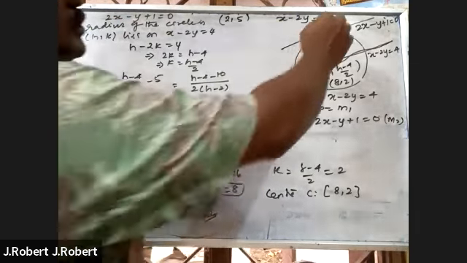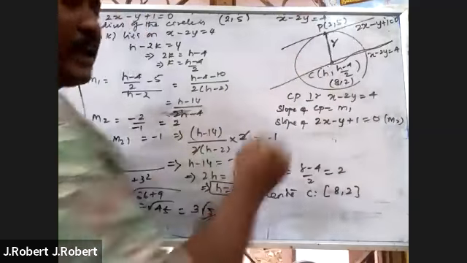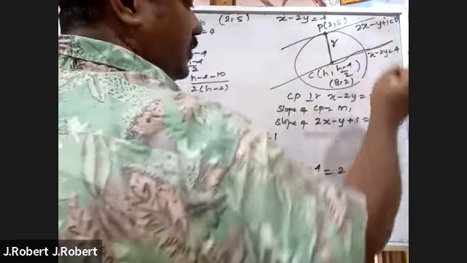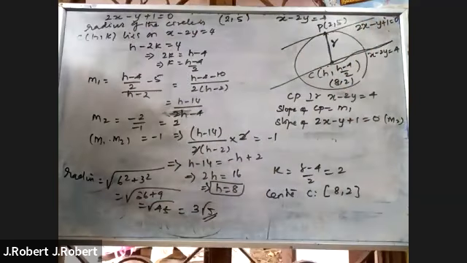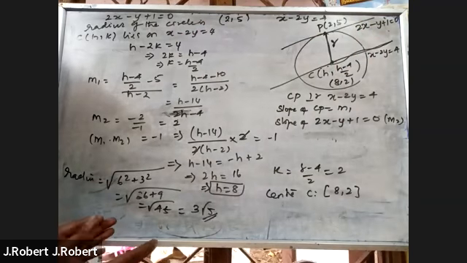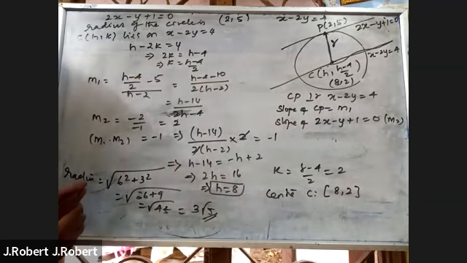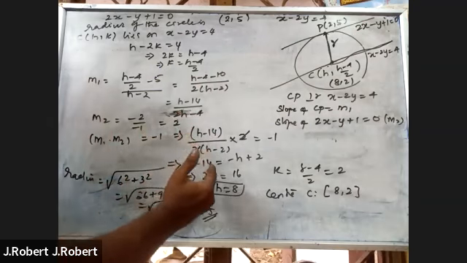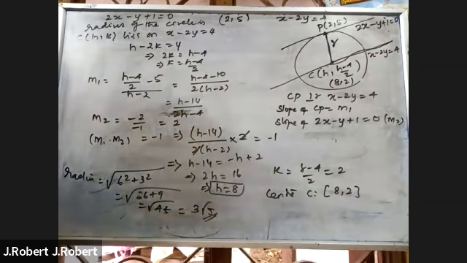Let us find out the slope of CP, that is called m1. Let us find out the slope of the tangent 2x minus y plus 1 equal to 0, that is called m2. So according to the rules, we know that m1 into m2 equals to minus 1. We have found the value of m1 using the two-point formula, and m2, then you multiply, we'll get h minus 14, h is equals to 8.